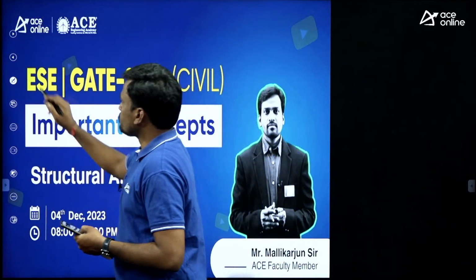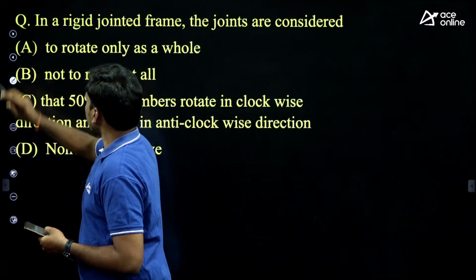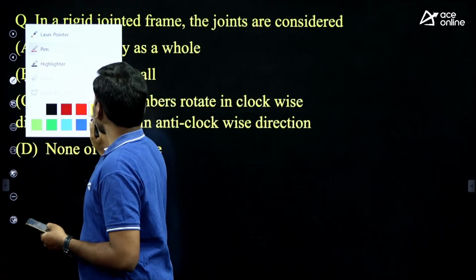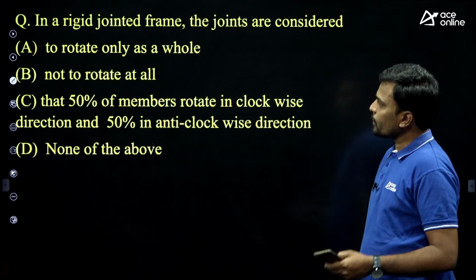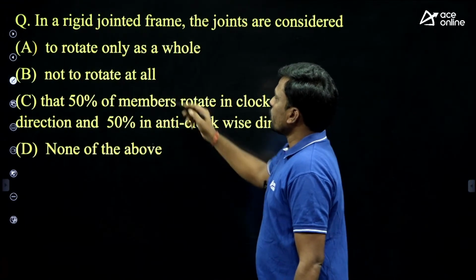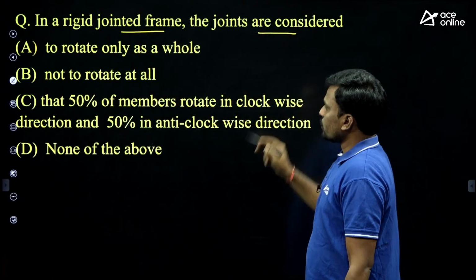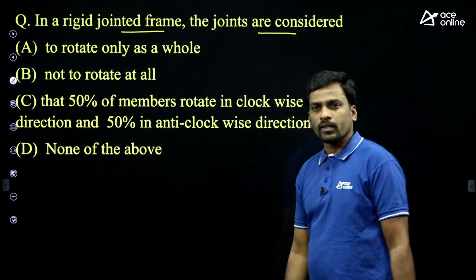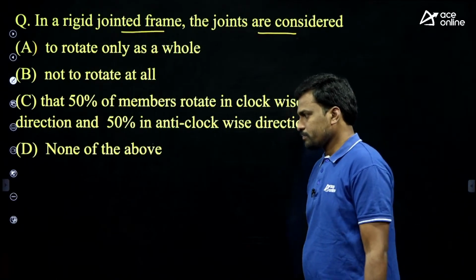The first question. Now just see the question: in a rigid jointed frame, the joints are considered. This is a question from the first chapter, Introduction.